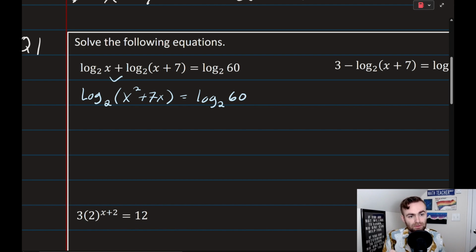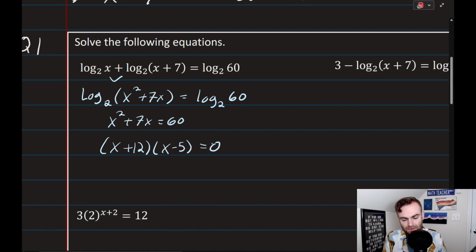Now, since I have a logarithm equal to a logarithm of the same base, I can set the arguments of the insides equal to each other. So then x squared plus 7x equals 60 has to be true. Awesome. Now we can solve this. It's a quadratic, so I would move the 60 to the left-hand side and then factor. In fact, I'm going to go ahead and skip that step, and I already know that that is going to be x plus 12 times x minus 5 is equal to 0. So we have x is equal to negative 12 or positive 5.